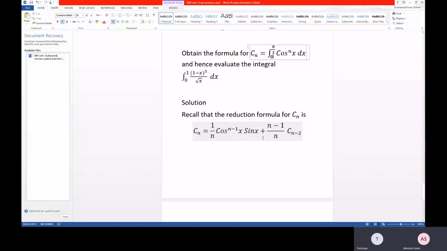So don't forget that we're going to take this integral with boundaries. So for this part, we're going to take limits for x when x is 0 and when x is pi over 2.